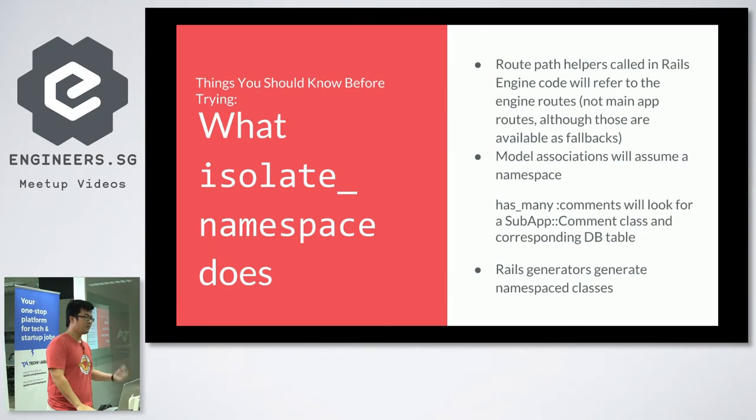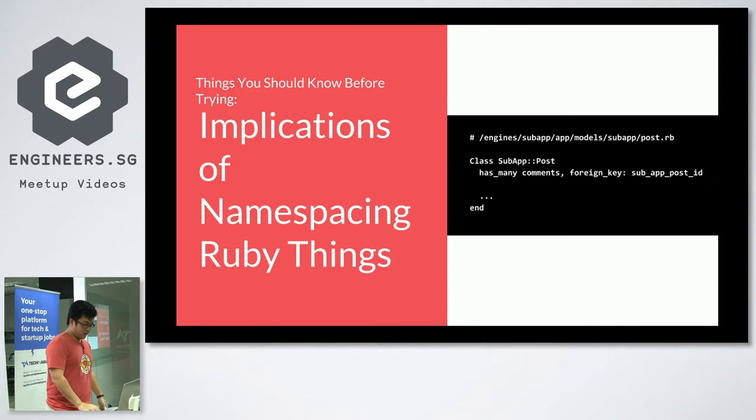Okay. So as an example, and this is one of the implications of the namespacing thing, if you have a model called post inside your Rails engine, and as a side effect, this is the full path, because I have /engines/RailsEngineName, and then I have an /app/models folder inside of it, and I have /engineName again, because of the namespace of my model, and then /post.rb, right?